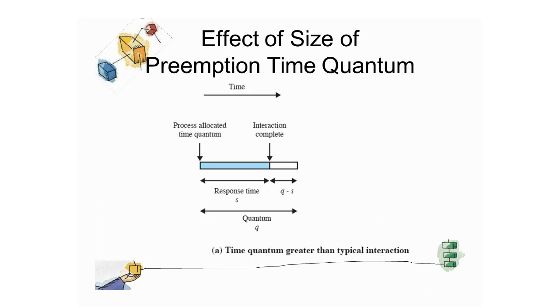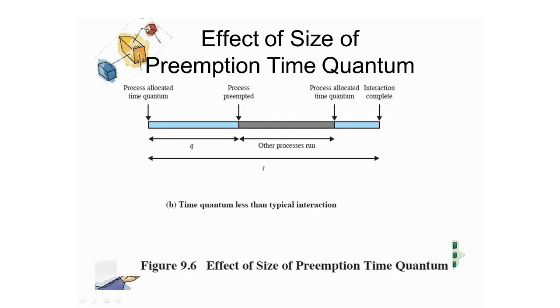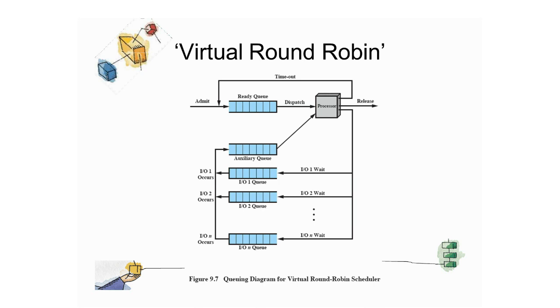This is the effect of the size of the preemption time quantum. This is the time of the process after the time quantum interaction is complete. This is the diagram of virtual round robin. So this can process a lot of programs or orders in a slice of time.